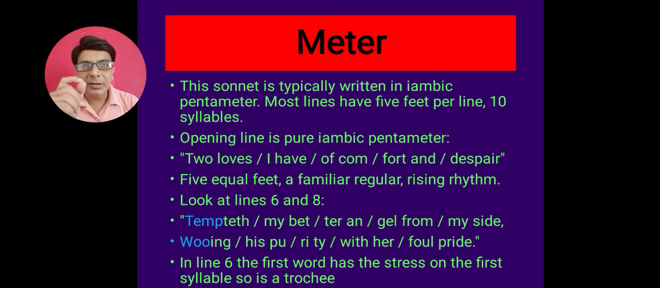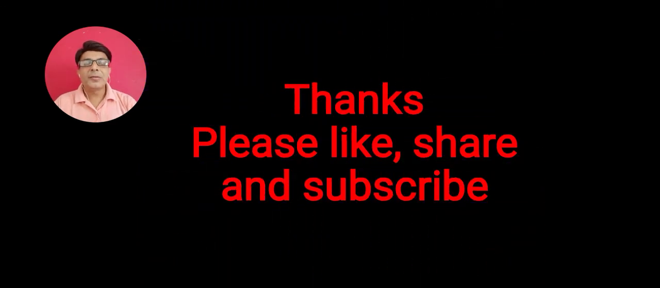Look at line number 6 and 8. Here there is a variation presented. Here instead of an iamb, the poet Shakespeare has presented a trochee, in which the first one is stressed, the second one is unstressed. Tempteth, in which the first one is stressed. Wooing, the first one is stressed. So a kind of variation is also presented by William Shakespeare. All in all, Sonnet 144 is a poem about the conflict between good and evil.